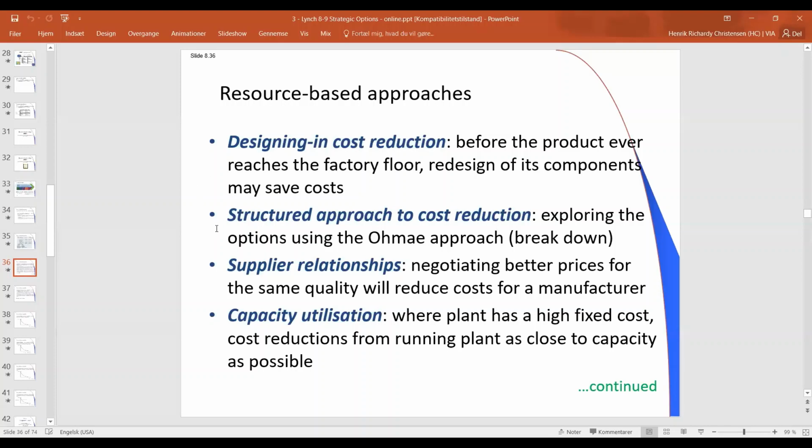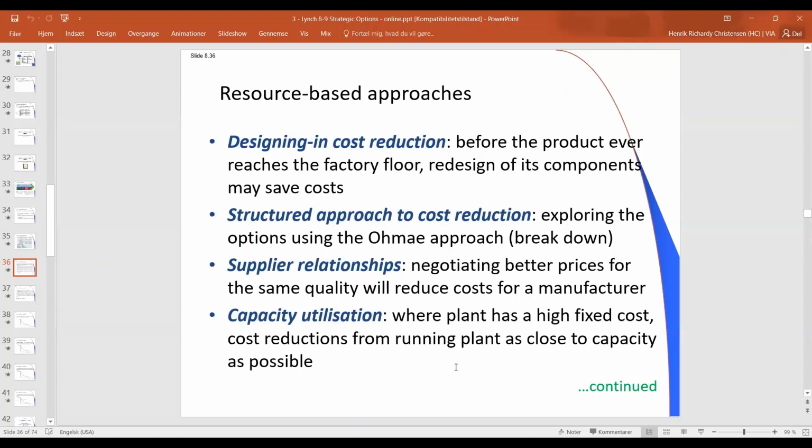Then structured approach to cost reduction. It's about exploring the different options that the OMA have. It's about simply breaking down and understanding every single cost that we have. And then we have supplier relations. Of course, we could take a better look at our suppliers. And capacity. Imagine that you are able to produce pizza, and you have a capacity of 100 in your kitchen at home. That means that your kitchen has a high fixed cost.